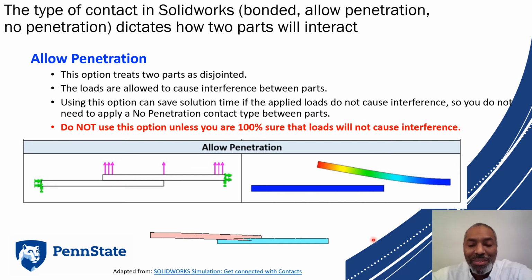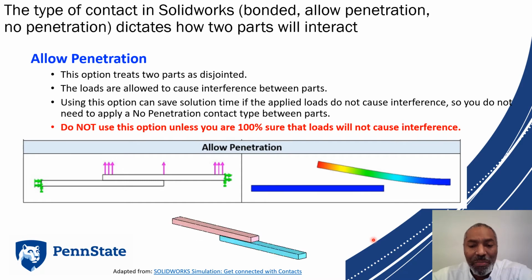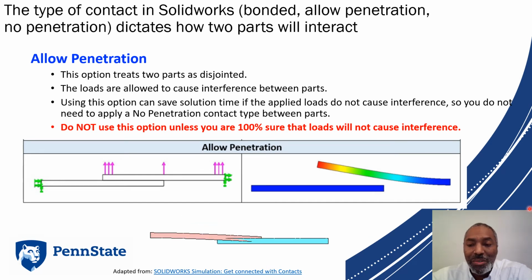So this one will run faster, but it gives us a result that's non-physical. And so these are things you have to watch out for if you use this allow penetration option to try and get your model to solve faster, but you can run into some problems.